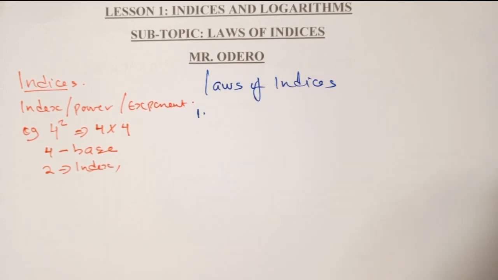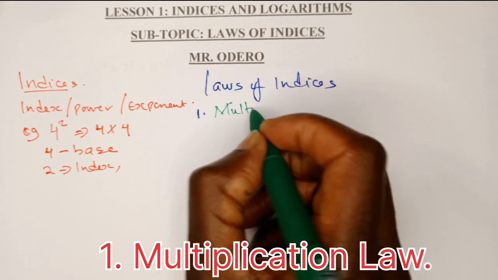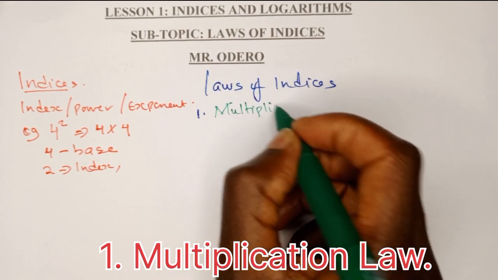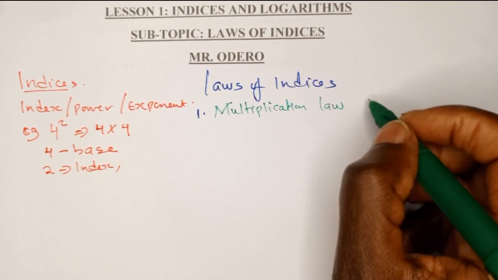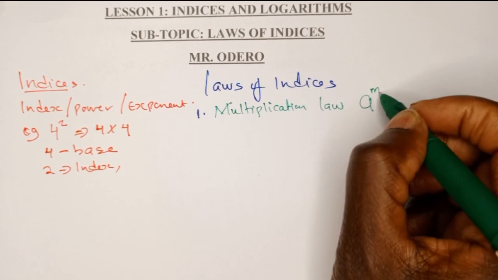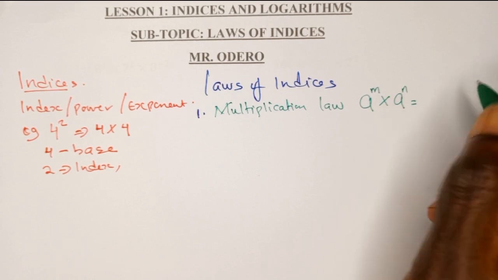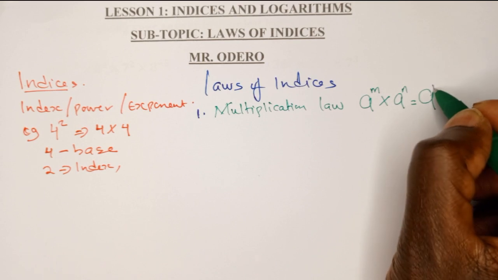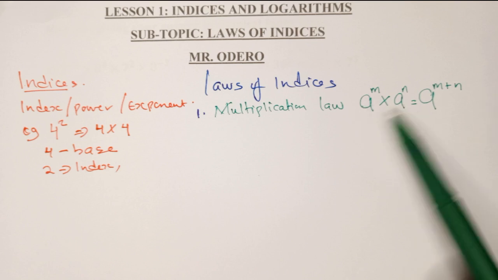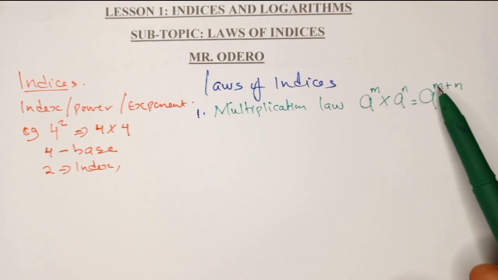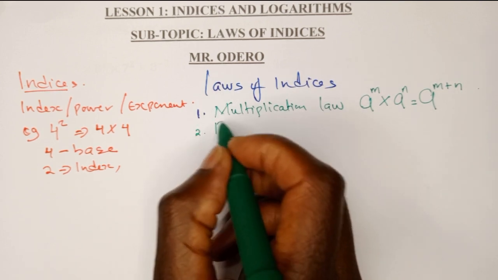So the first law, we can call it the multiplication law. It says if I take a raised to m, I multiply by a raised to n, it is the same as taking a raised to m plus n. That is the law. So long as the bases are the same and the sign between them is multiplication, I just add the powers.